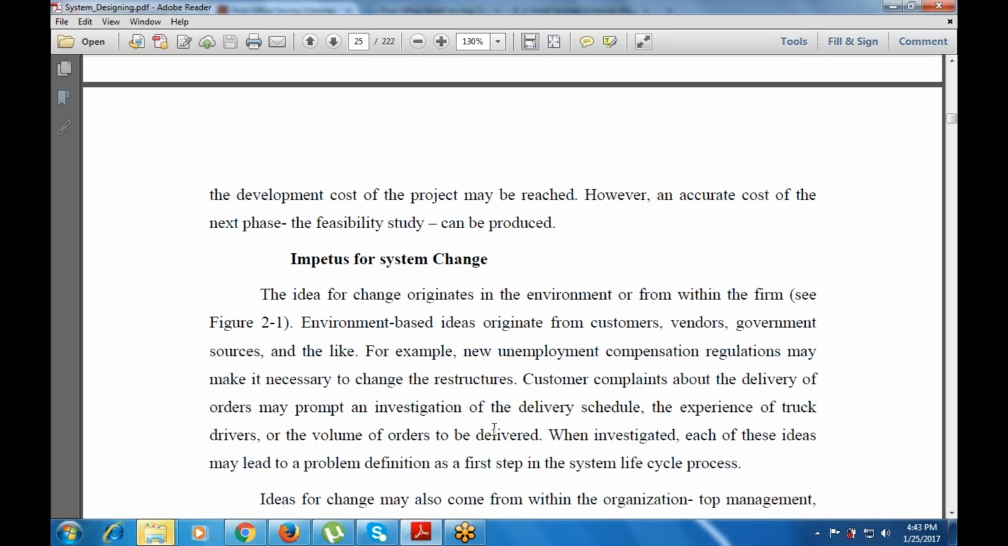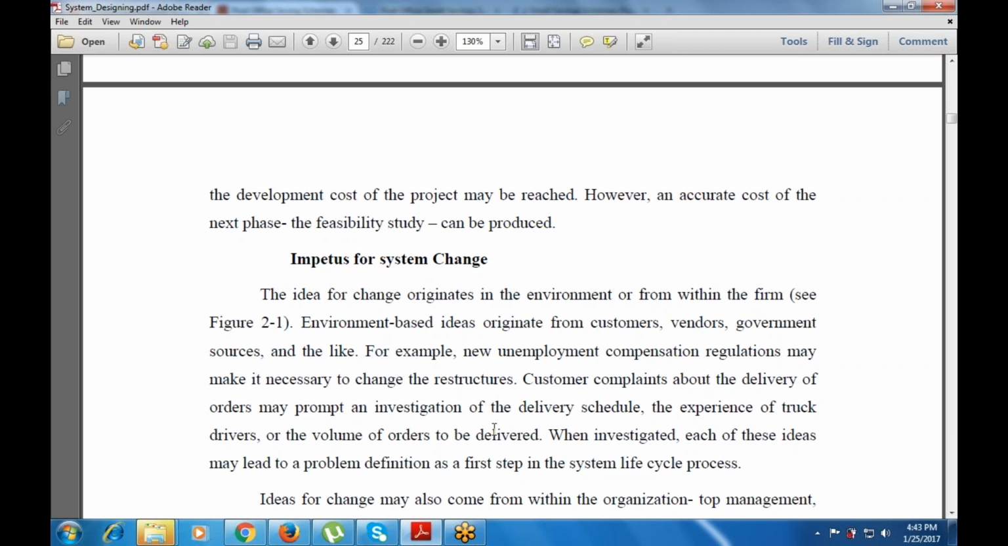For example, new unemployment compensation regulations make it necessary to change the structures. Likewise, a customer complaint about the delivery of an order prompts investigation of the delivery schedule, the experience of the truck drivers, or the volume of orders to be delivered. When we investigate, each of these ideas may lead to the problem definition as a first step in the system life cycle process.